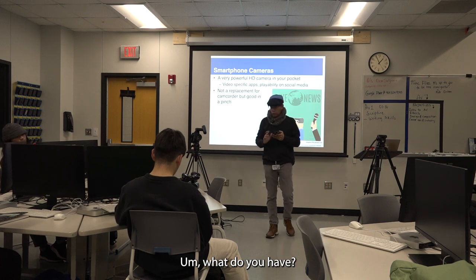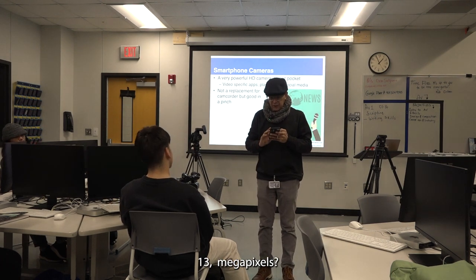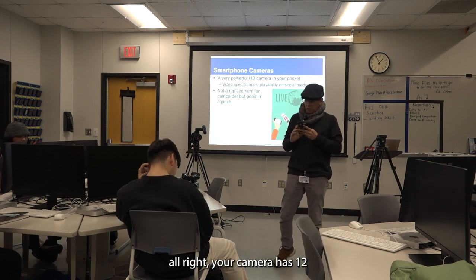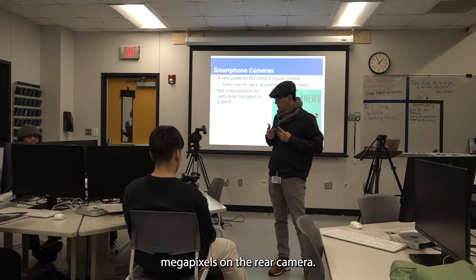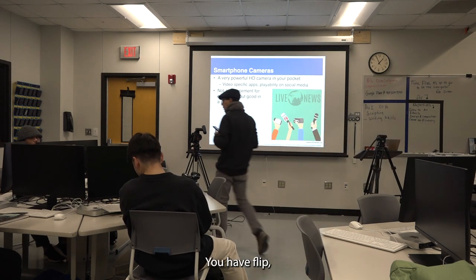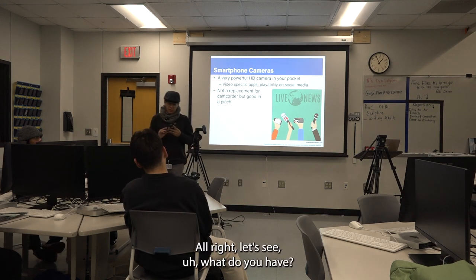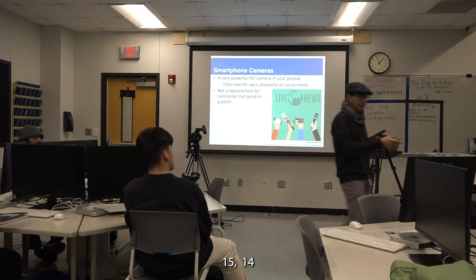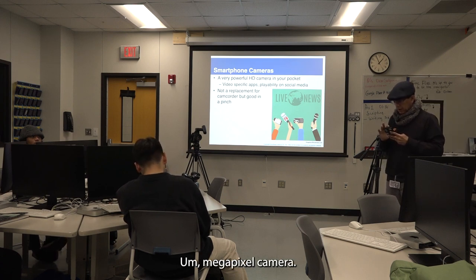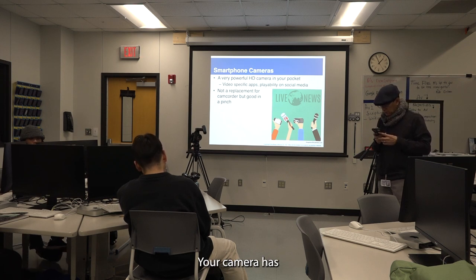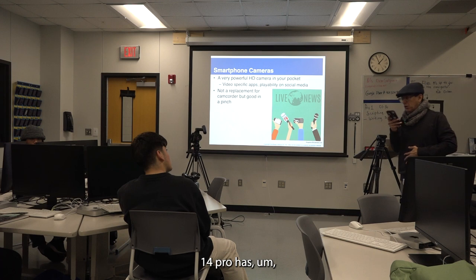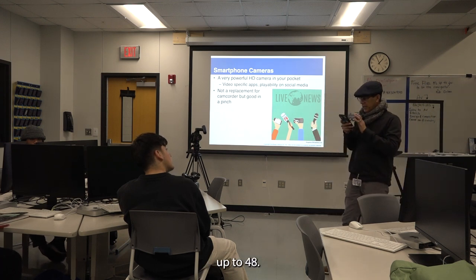iPhone, what do you have? 13. Let's see, megapixels. All right, your camera has 12 megapixels on the rear camera. I have a Galaxy Z Flip 3 5G. You have a Flip? Yeah, Flip. Okay. All right, let's see. What do you have, 15? 14. Let's see. 14 megapixel camera. Your camera has 12 megapixels. The iPhone 14 Pro has up to 48.